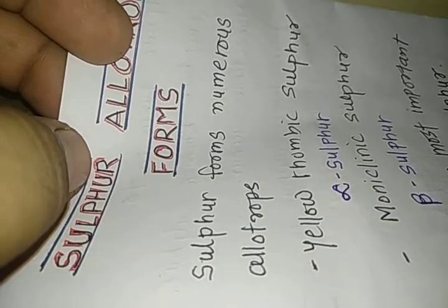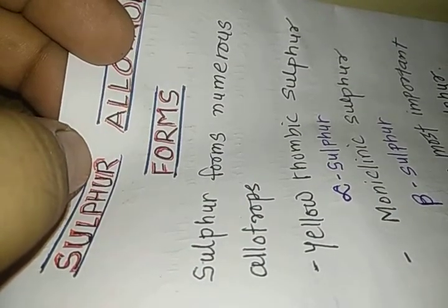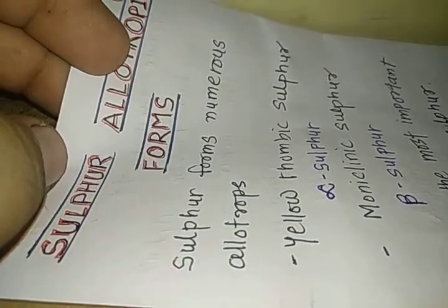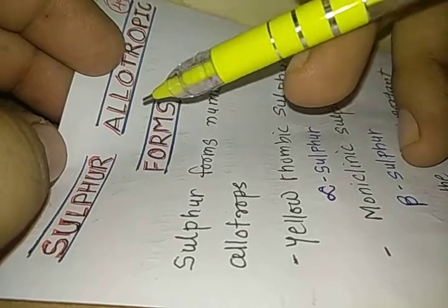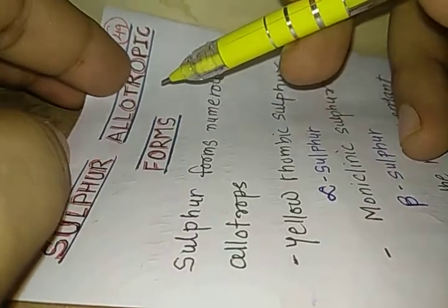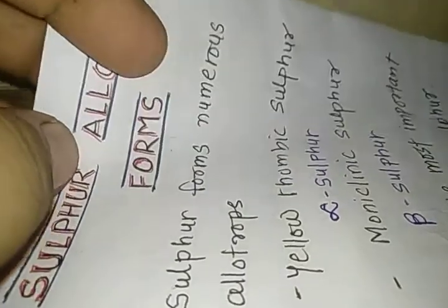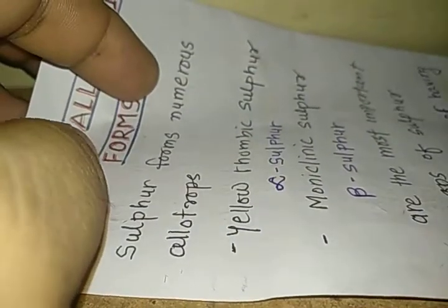Hello, dear students. The in-text question about ozone has already been discussed. So now we should study sulfur and its allotropic forms. The new topic is about sulfur and the allotropic forms of sulfur.